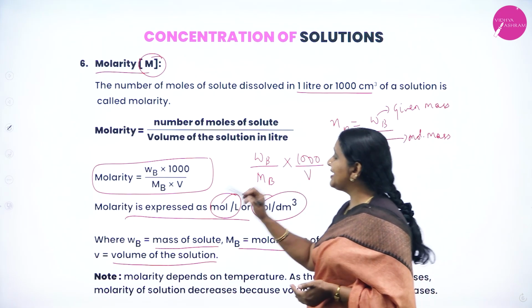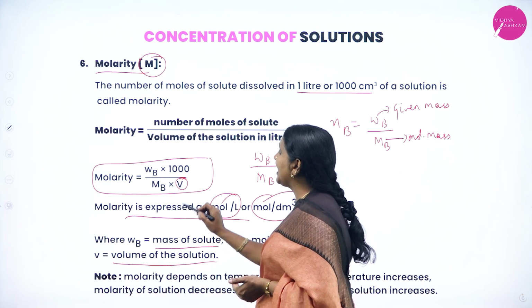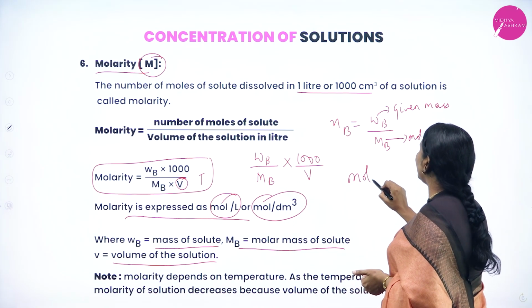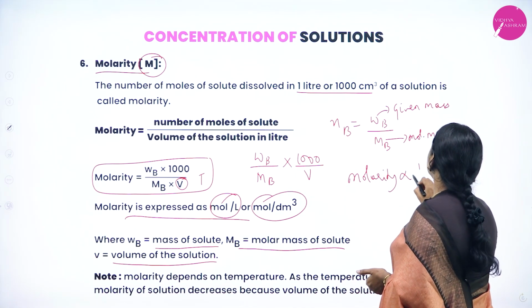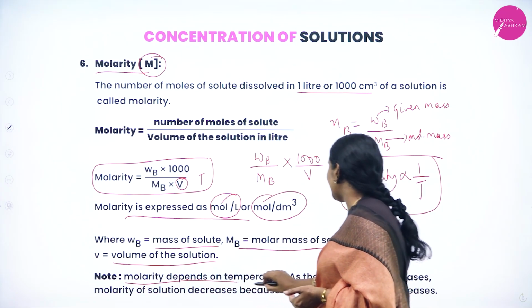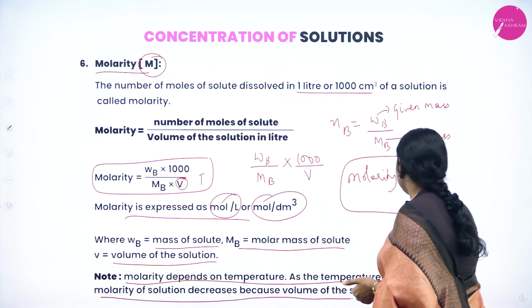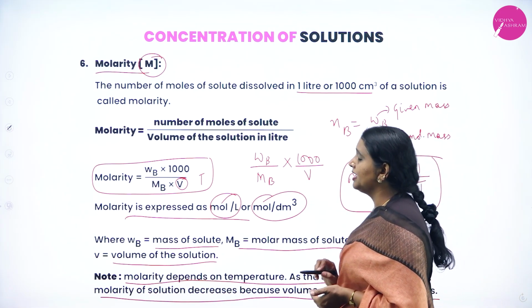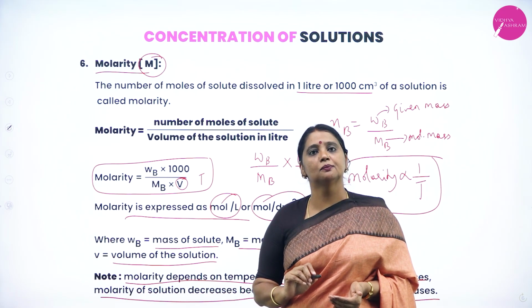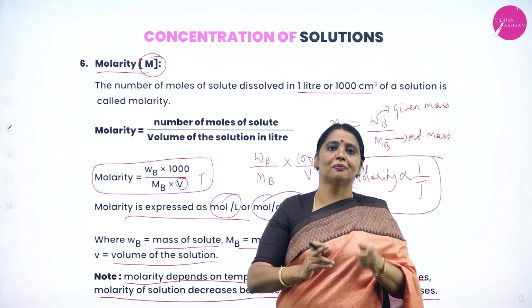As well as in molarity expression, you observe that volume is in the denominator. Therefore, molarity depends upon temperature. As molarity depends on temperature, as the temperature increases, molarity of the solution decreases because volume of the solution increases. Therefore, what's the unit for molarity, my dear student? Mole per liter or mole per dm cube.